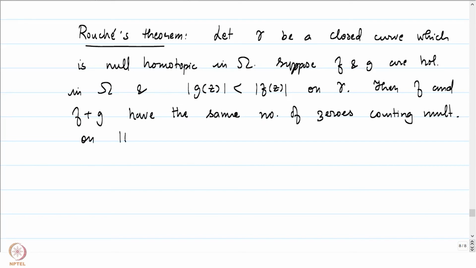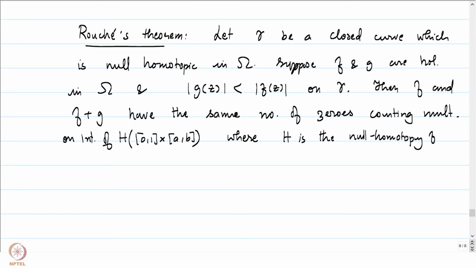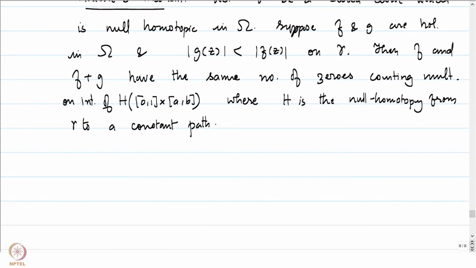On, let me just be precise this time, the interior of 0 1 cross AB, where H is the null homotopy from gamma to a constant path. So I just made the notion of interior precise. The first thing to note is that this condition ensures that both f and f plus g do not have a zero on the curve gamma.